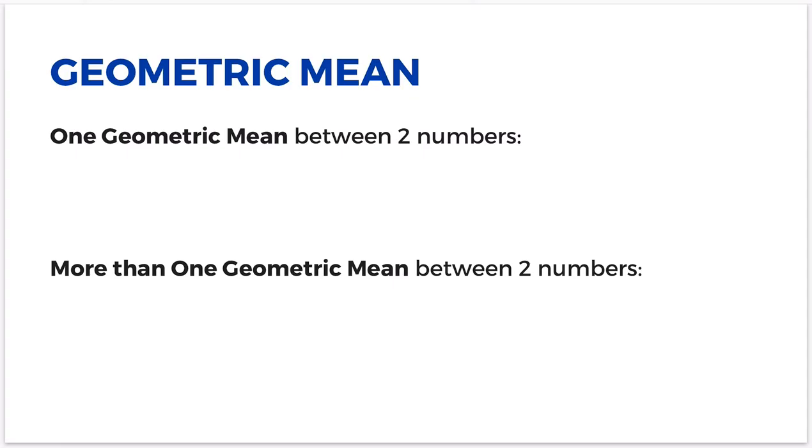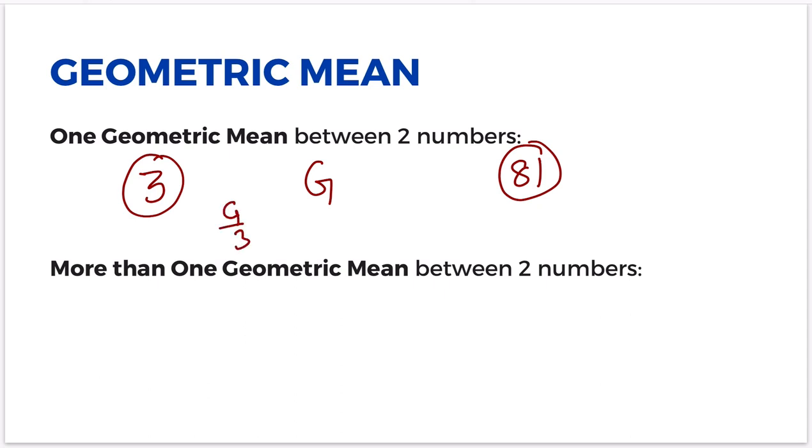And I'm going to make it quick because you already know one geometric mean between two numbers. Suppose 3 and 81 are two numbers. They are asking you to insert one geometric mean, that is G. Now, if G is a geometric mean, this series will be a geometric progression. So, the common ratio, that is G divided by 3, is equal to 81 divided by G.